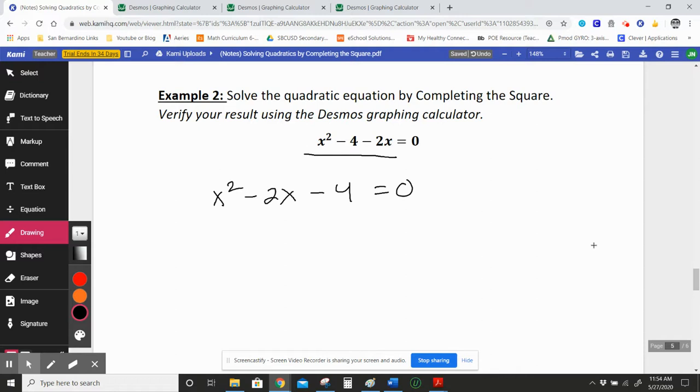So make sure that if it's not in standard form, you fix it as step number 1. Next, we need to make sure that A is equal to 1, which it is. Since A is equal to 1, I can keep going.